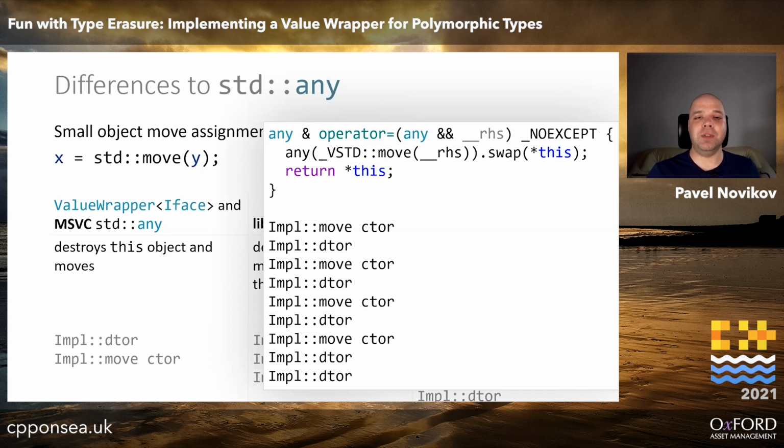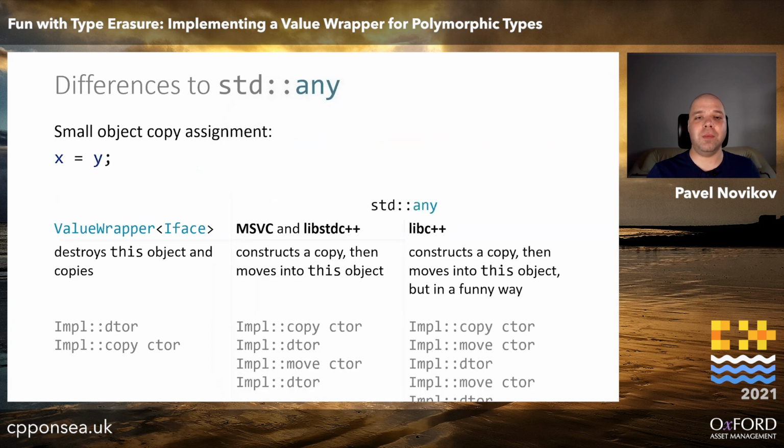libc++ gives us this kind of thing that I think can be improved to reduce the number of moves. And yeah, I think here is an opportunity to do some work and to make it better.